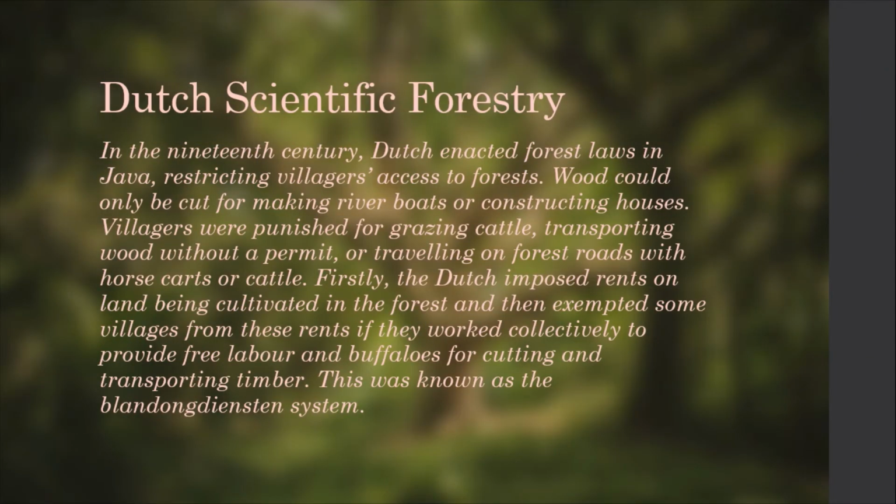Dutch scientific forestry. In the 19th century, the Dutch enacted forest laws in Java restricting villagers' access to the forest. Wood could only be cut for making river boats or constructing houses. Villagers were punished for grazing cattle, transporting wood without a permit, or traveling on a forest road with horse carts or cattle.